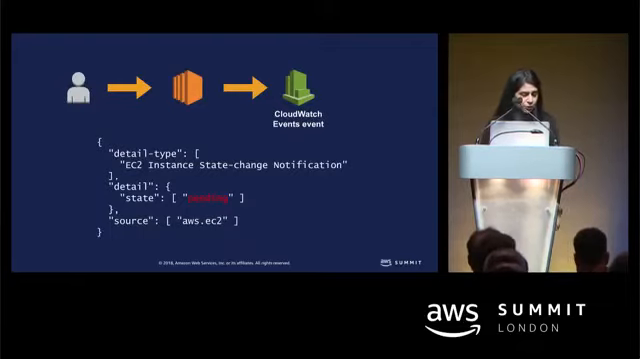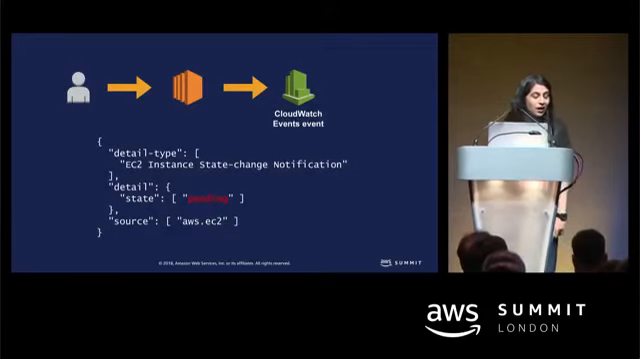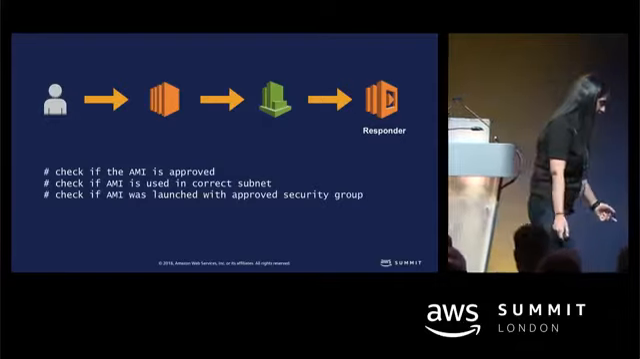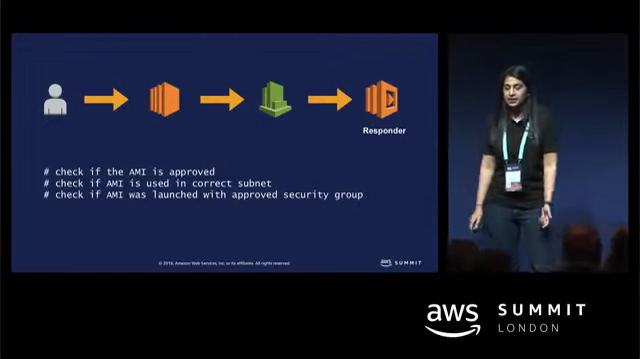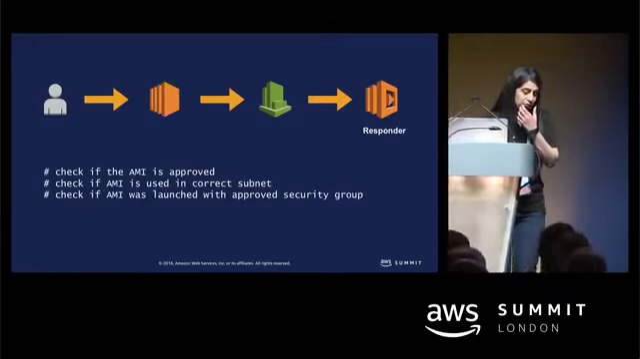That triggers a Lambda function. That triggers a CloudWatch event that would then feed into a Lambda responder. Well, the first Lambda responder here is actually checking if the AMI is approved, if the AMI is using the correct subnet, and if it is launched with the approved security group.